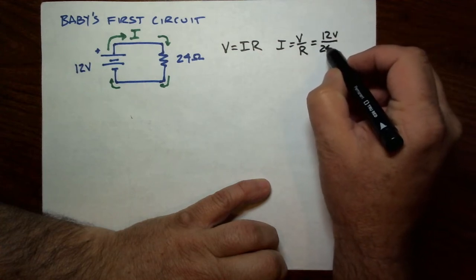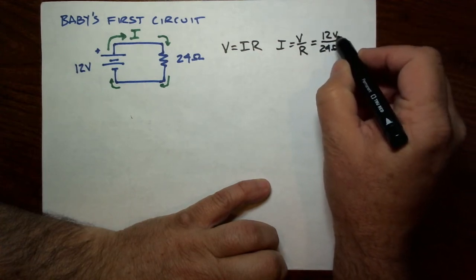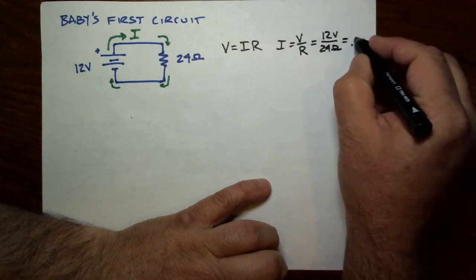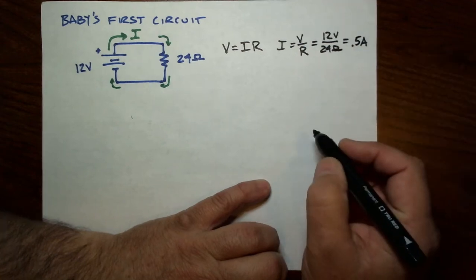And a 24 ohm. Oh, did I say resistor? I meant battery. I have a 12-volt battery and a 24 ohm resistor. And this is clearly going to be exactly 1/2 of an amp.